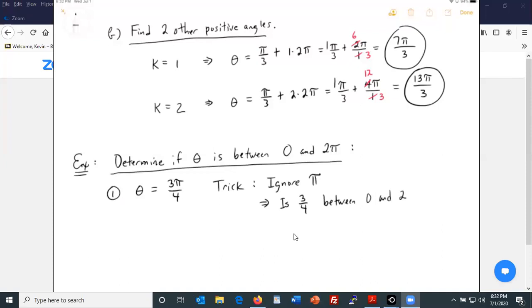So notice I also dropped the pi out of the 2 pi. You don't really need pi to think about these numbers, okay? So the trick here is just to look at the numbers without the pi symbol and just ask, is this number between 0 and 2? And of course it is, because 3/4 is 0.75. So yeah, it's between 0 and 2. So here we would say yes.